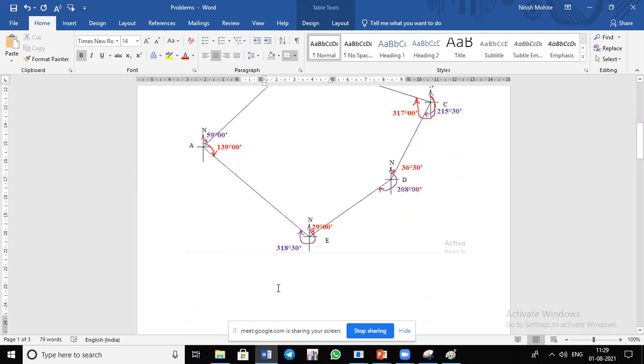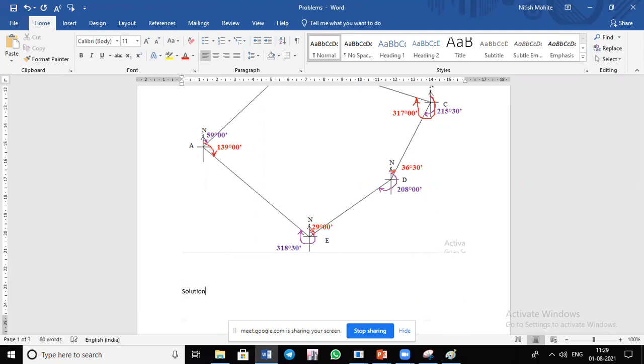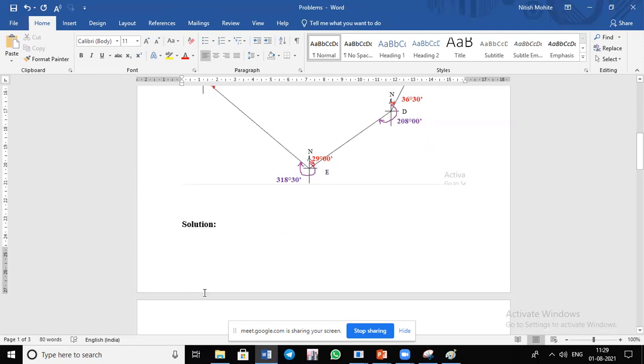Okay, so starting with the procedure, the solution. I'll write down the solution here. Write along with me, do the calculation. So first of all, what are we going to write? As the first step, on verifying from the angles.